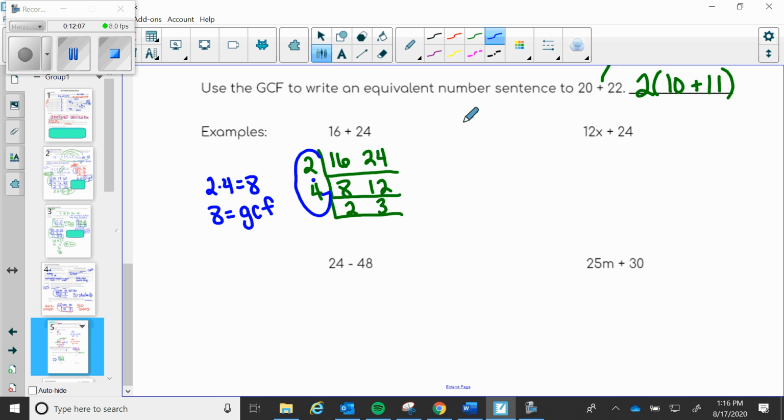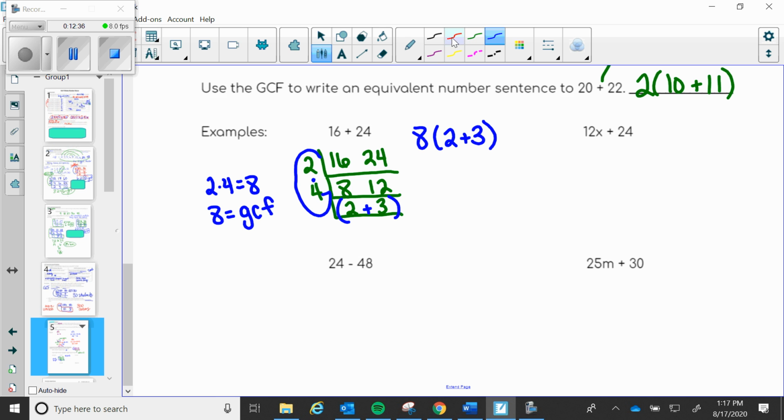Okay, but we're writing an equivalent number sentence. That's what we're trying to do here. So just like I showed you before, take your GCF, write it down first, and then you're going to put parentheses around the bottom row on your ladder. Take a look at that sign. It's a plus sign, and that is how you'd finish this number sentence. How easy is that, y'all?